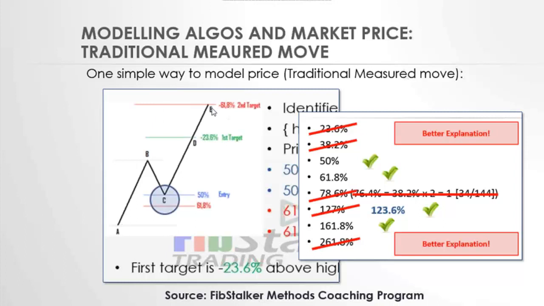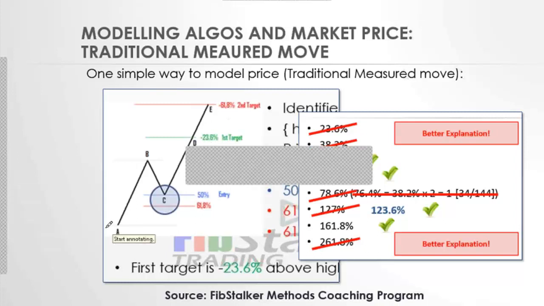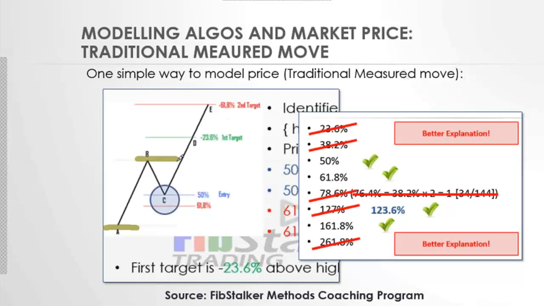Okay, so this chart here is not to scale, but it shows you that whenever you make one trace, you have all these levels already identified. You trace from A to B, you only consider 4 levels: entry area, first target, second target. That's it. And you'll keep using these levels here.